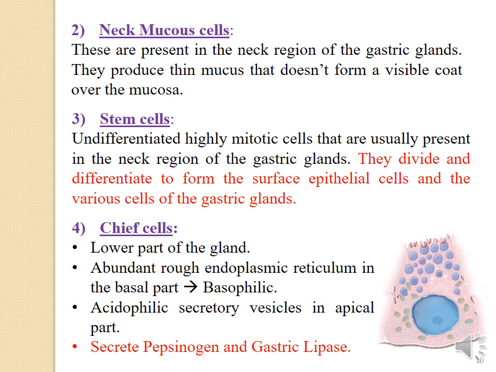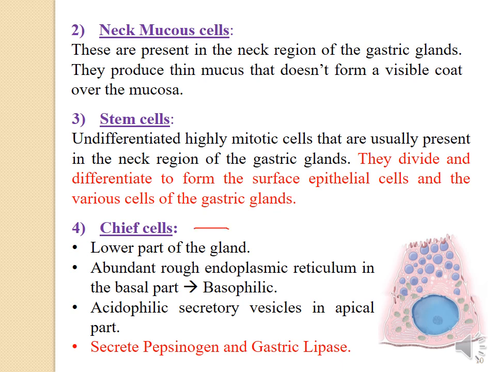Stem cells are, from their name, undifferentiated, highly mitotic cells. They are usually present in the neck region of the gastric glands. And these stem cells divide and differentiate to form the surface epithelial cells and all the other cells of the gastric glands.